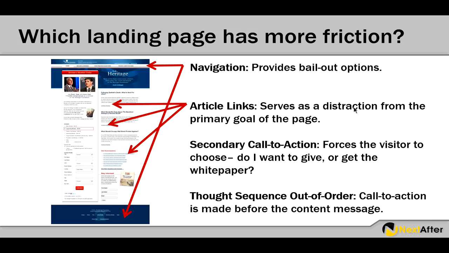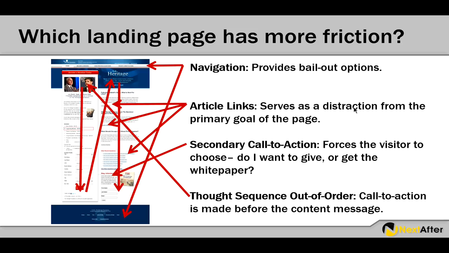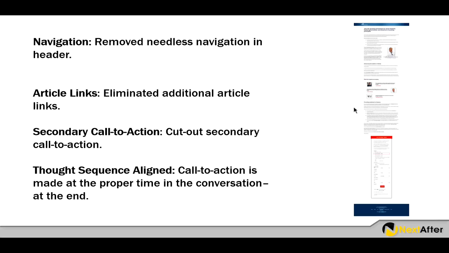The article links. There's multiple different article links throughout the page that take people out of the site, distraction from our primary goal. There's a secondary call to action that forces the donor to choose. Do I want to give a gift, or do I want to get this free PDF by giving my name and email address? Do we want to collect email addresses? Of course we do. Is this the right place to do it? Maybe not. And then there's a thought sequence that is out of order. First of all, the giving form, the call to action, is on the left-hand side of the screen, and the content and the copy is on the right-hand side of the screen. So you have to go down and up and over, and it just creates this iPath problem.